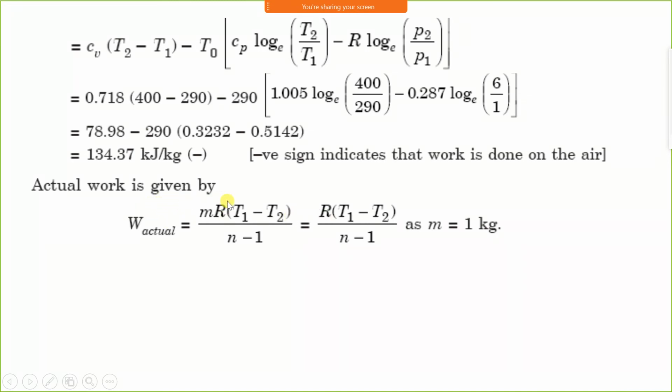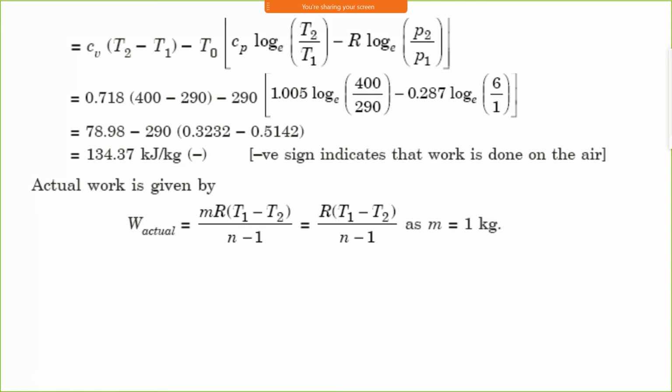Actual work is given by the actual work of a polytropic process. For a polytropic process, actual work is given by m R (T1 minus T2) upon (n minus 1). The mass of air is given as 1 kg. Therefore, the formula is 1 R (T1 minus T2) upon (n minus 1). In this problem, we know the value of R, and we know the values of T1 and T2, but the value of n is not given. Therefore, we will calculate the value of n first.